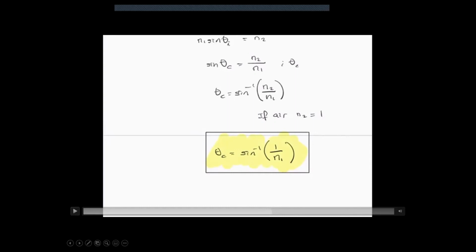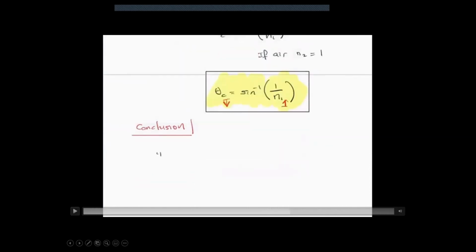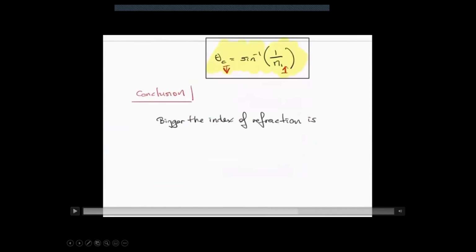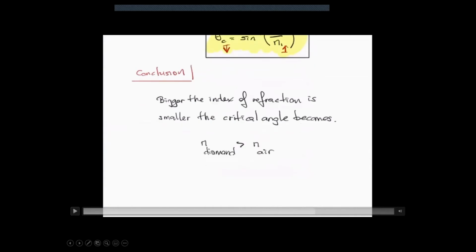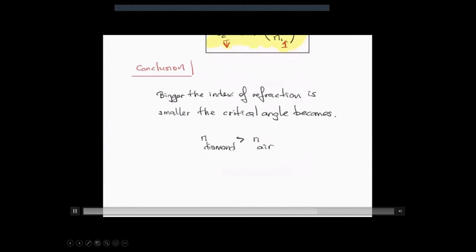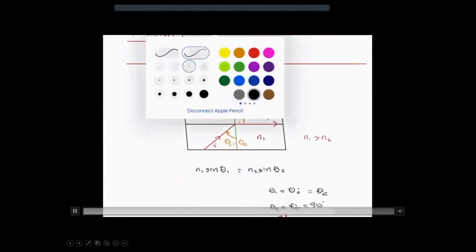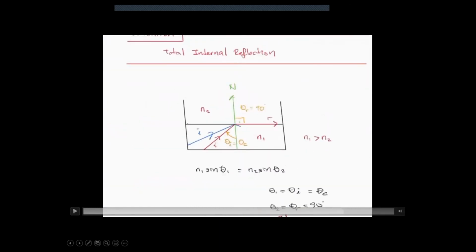The higher the index of refraction, the smaller the critical angle is going to become. The bigger the index of refraction, the smaller the critical angle. The diamond's index is much larger than air's, which means the diamond's critical angle is going to be the smallest.